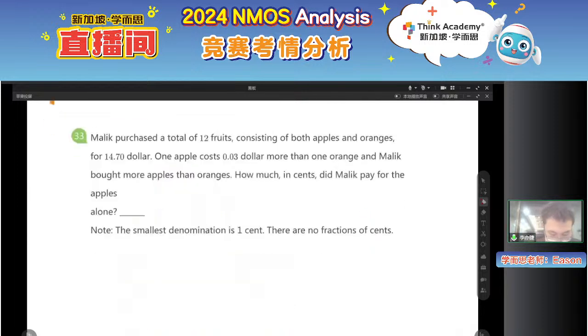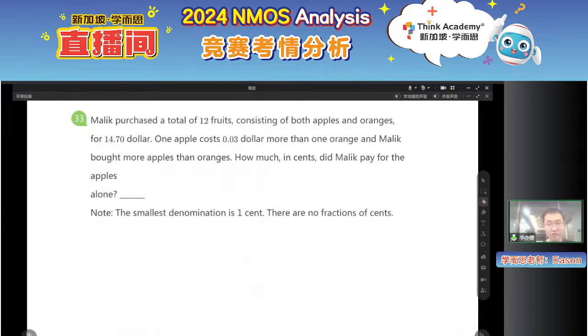Okay, so question 33. There are 12 fruits in total, both apples and oranges, for $14.70. One apple costs $0.03 more than an orange, and there are more apples than oranges. So now for this question, how to make the equations? I have seen this question before, so I can run through it quickly.